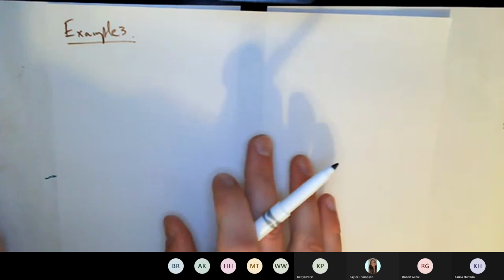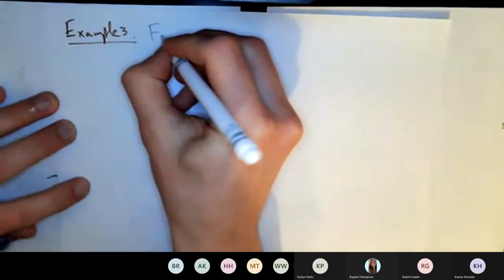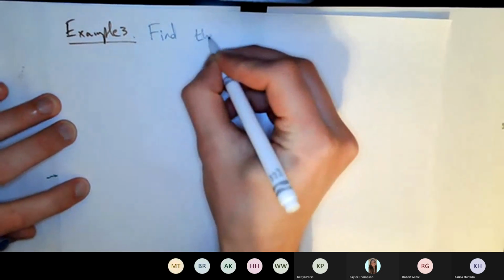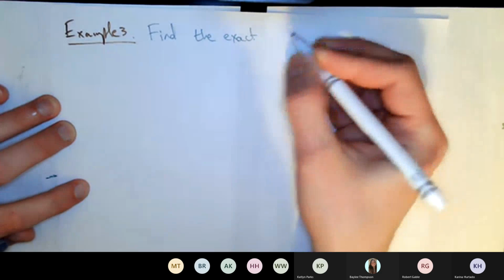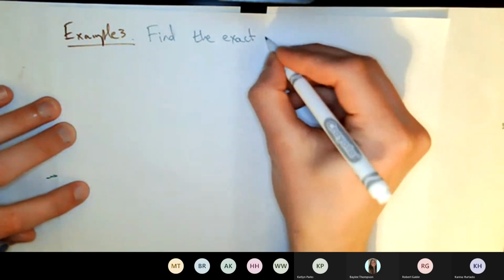Let's see, I'm going to switch to gray. Hopefully gray is good and legible here. Which example 3 was to find the exact value of each.